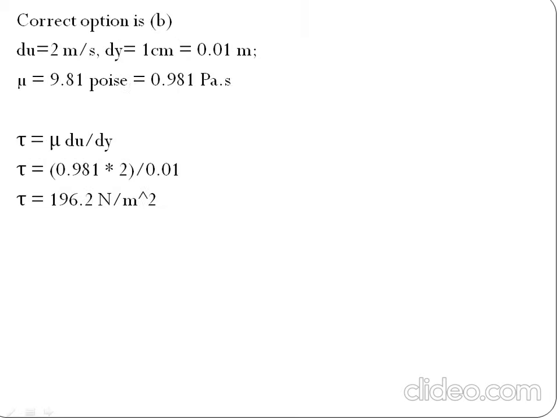So correct answer is option B, because du is equal to say 2 meter per second, dy is equal to say 1 centimeter or 0.01 meter. We know dynamic viscosity 9.81 poise is equal to say 0.981 Pascal second. We know Newton's law of viscosity, tau is equal to say mu du upon dy. So tau is equal to say 0.981 into 2 divided by 0.01. So tau is 196.2 Newton per meter square.